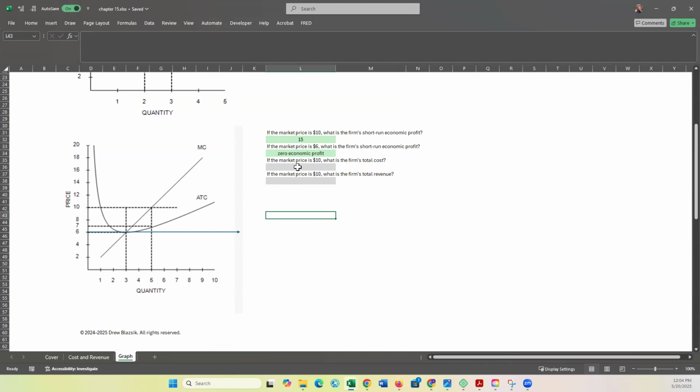Okay, if the market price is 10, what is the firm's total cost? Again, I'm going to take that demand curve. I'm going to go to 10. What is the total cost? Well, that's going to show you to produce 5 units, and it's costing us $7 on average. So what we're going to do is say it's 7 times 5. If the market price is 10, what is the firm's total revenue? Again, we're at 10. We're producing 5 units and selling them at 10, so that's going to be 5 times 10. So that would be 50.